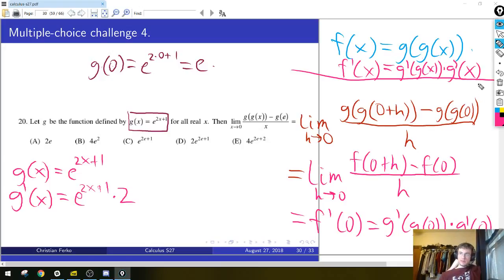So we're trying to evaluate g prime of g of 0 times g prime of 0. We know g of 0 is e. So I'm just going to rewrite that. f prime of 0 is g prime of g of 0. g of 0 is e, so this is g prime of e times g prime of 0. Well, let's look at this equation. What is g prime of 0?